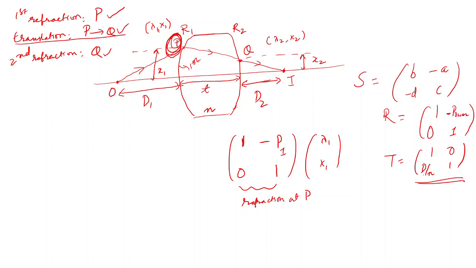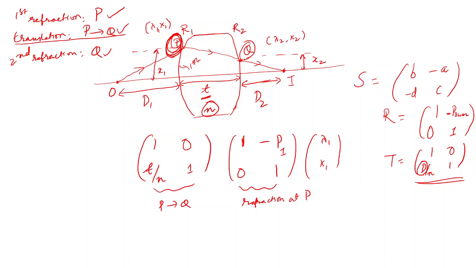So I'm going to use the translation matrix. The first element is 1, the second is 0. This D is the distance between the two points between which the translation is happening. In this case, those two points are point P and point Q. So the distance is nothing but the thickness of the lens. So we simply have T divided by the refractive index n. So I have n and I have 1 here. So this is going from P to Q.